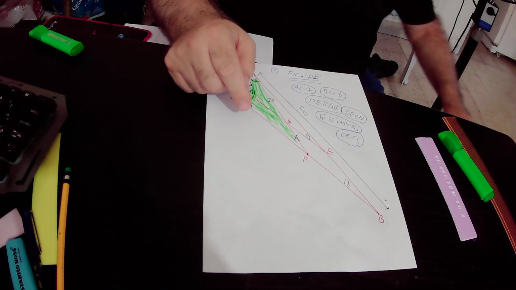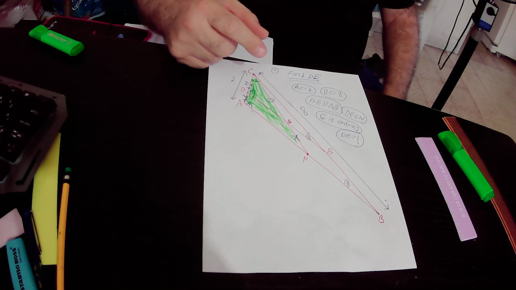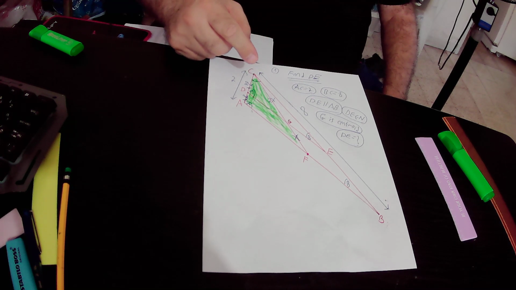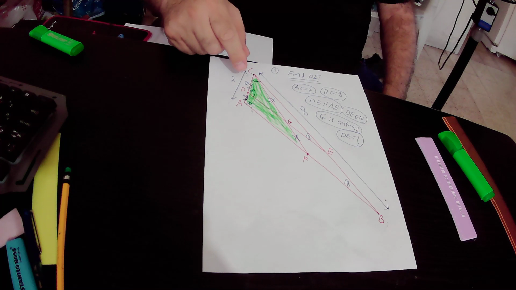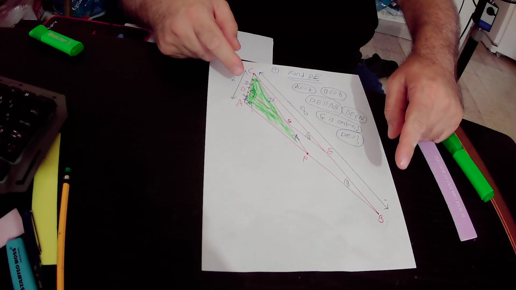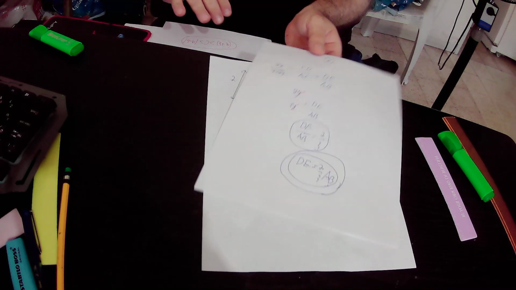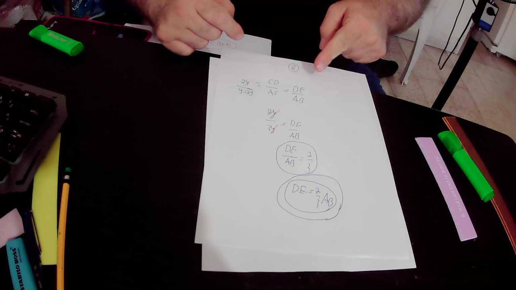Okay, so from the fact that triangle ABC is similar to triangle CDE, we can conclude that CD over AC equals DE over AB. Okay, CD over AC equals DE over AB.